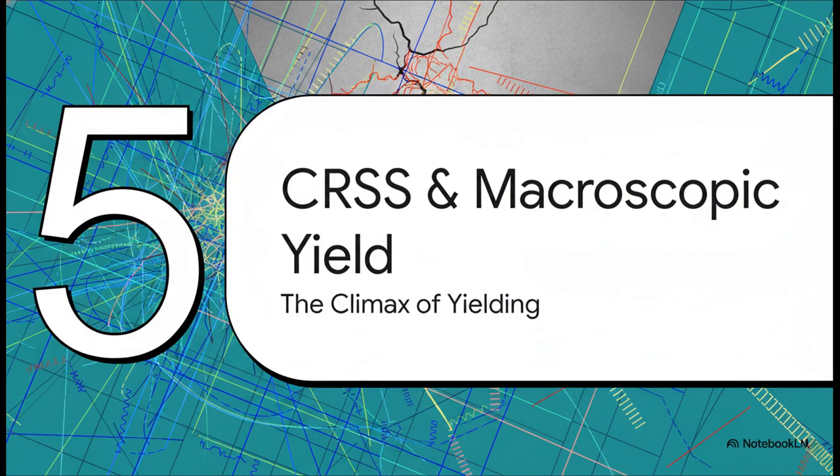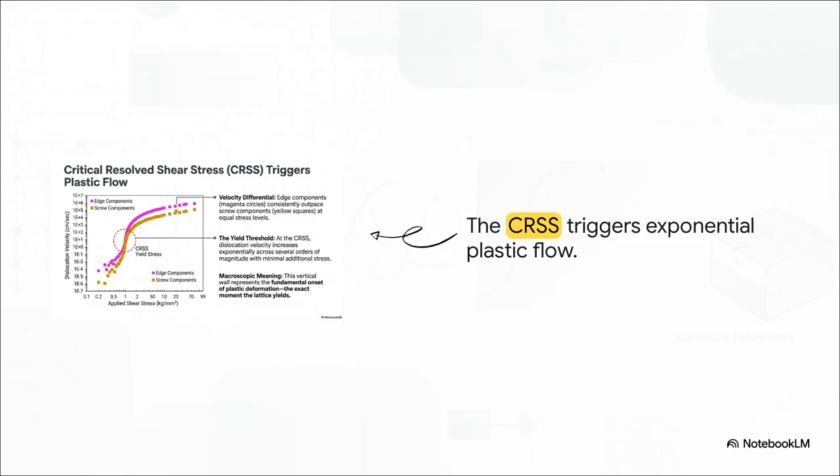Section 5. CRSS and macroscopic yield, the climax of plastic deformation. All right, we are finally ready to synthesize all of these microscopic mechanics to witness the exact climax of macroscopic yielding. Take a really close look at the sharp vertical wall on this graph. This spike represents the critical resolved shear stress, or CRSS, which triggers plastic flow. Notice how, right at this specific threshold, the dislocation velocity doesn't just increase steadily, it shoots up exponentially across several orders of magnitude with practically zero additional stress.